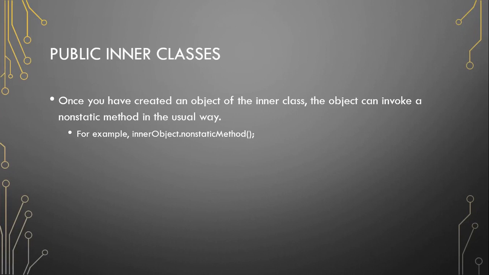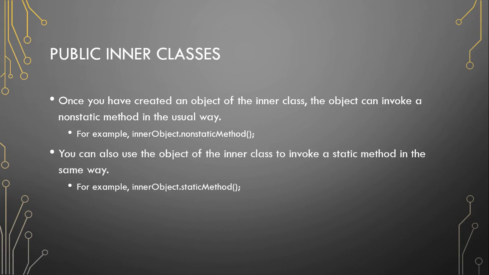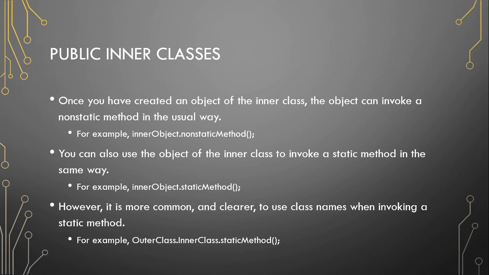Now, once you've created an object of the inner class, the object can invoke a non-static method in the usual way. For example, innerObject.nonStatic method. You can also use an object of the inner class to invoke a static method in the same way. For example, innerObject.static method. However, it's more common and clearer to use class names when invoking a static method. So, for example, we would say outerClass.innerClass.static method.